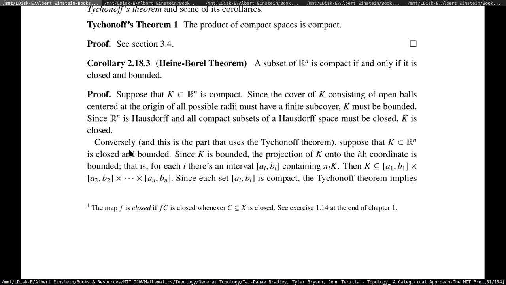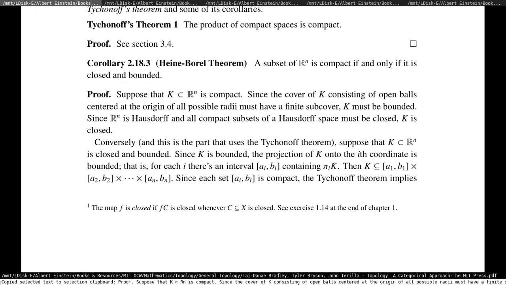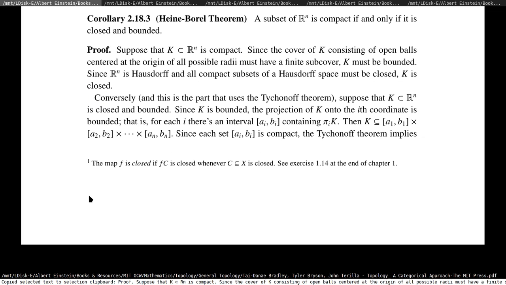As Rn is Hausdorff, luckily, and all compact subsets of a Hausdorff space must be closed, K is closed too. So that works out. Now for the other direction, you use the Tikhonov, as I said before. You say that, okay, so this subset is closed and bounded.